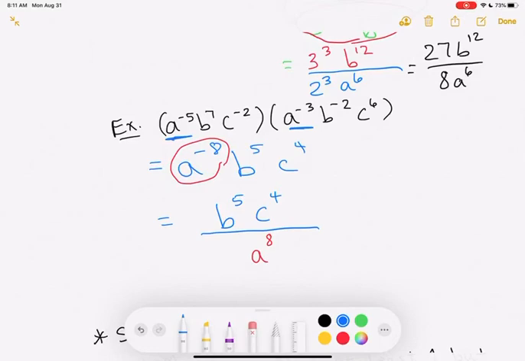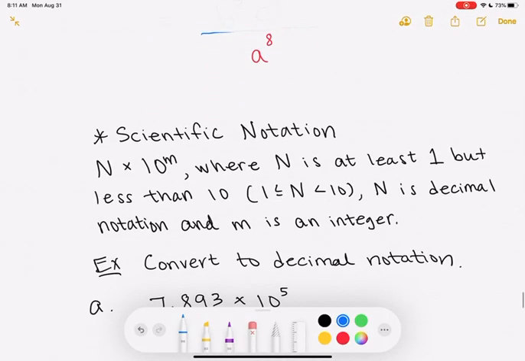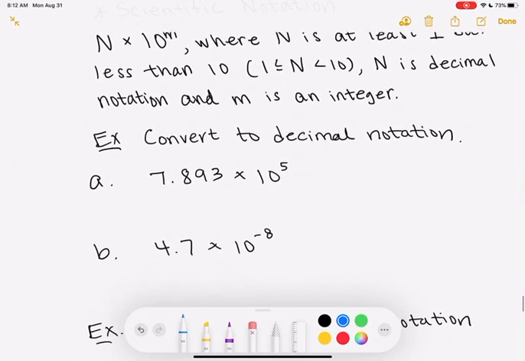All right, to finish off this section, we have scientific notation. What scientific notation says is that we have n times 10 to the m, where n is at least 1 but less than 10, and is going to be a decimal, with m, the little exponent, being an integer. So the first one, and I find that most people are pretty good at these, is convert to decimal notation.